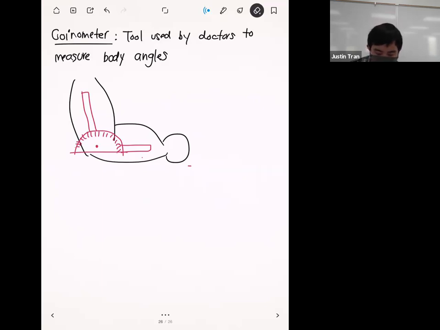And so the way that you use this is that all goniometers have a central piece right here. And so you need to align that center with the joint, exactly with the joint.